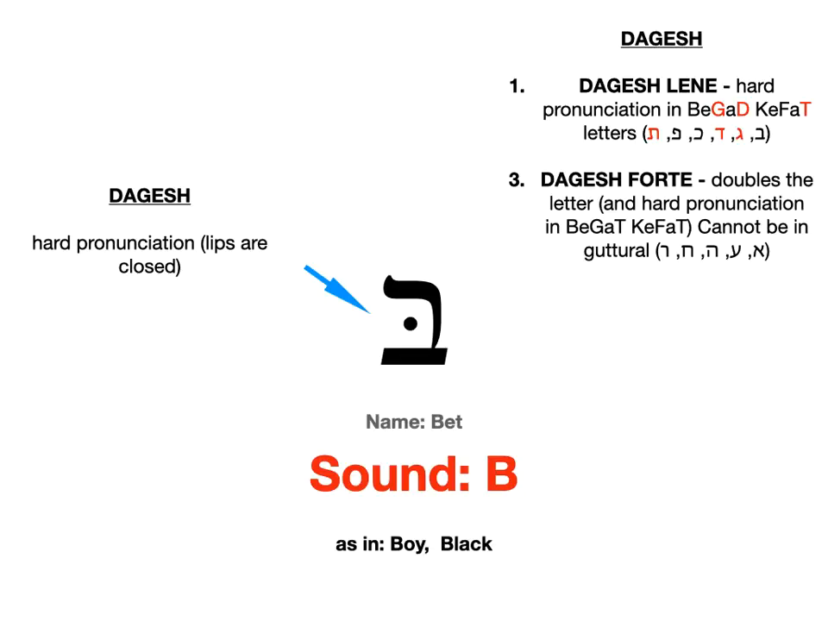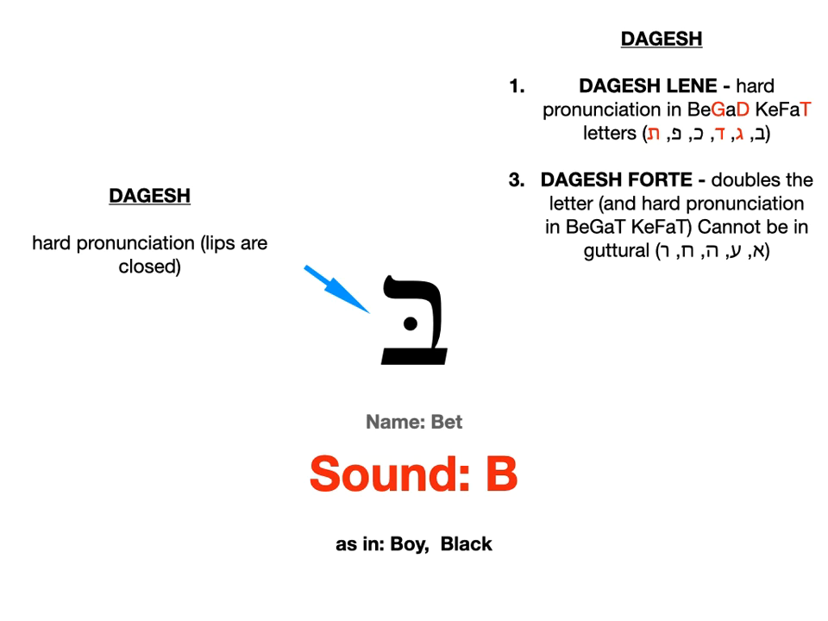The next letter of the alphabet is Bet. Now Bet has two different pronunciations according to the little dot in the middle, and the dot is called a dagesh. So when there is the dagesh, it's a hard pronunciation, and when there is no dagesh, it's a soft pronunciation.